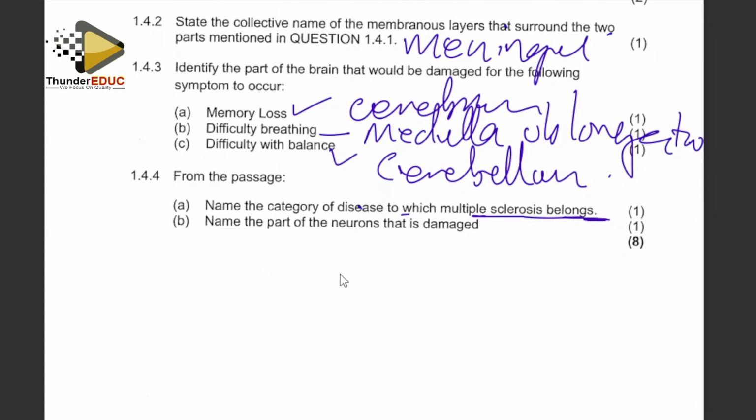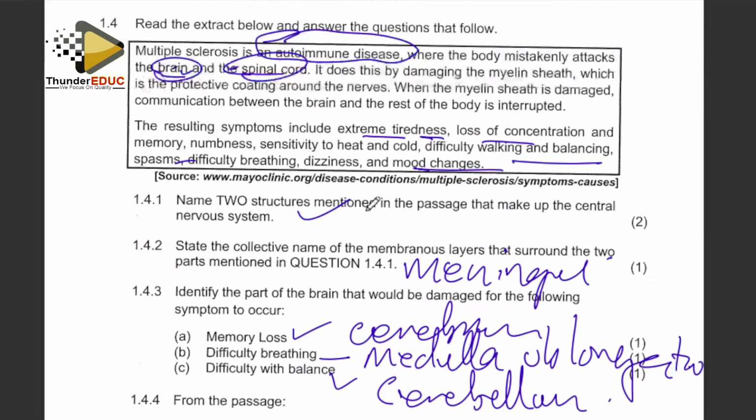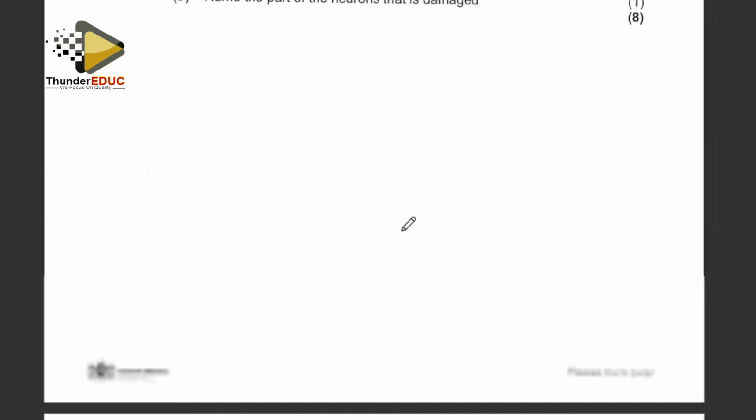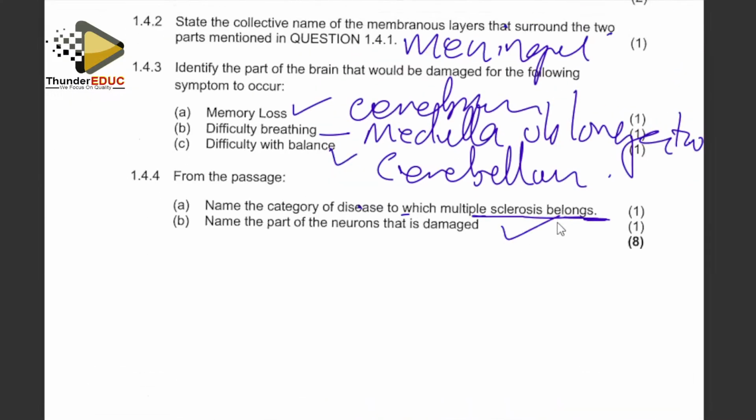Then they are saying, name the part of the neuron that is being damaged. Which part of the neuron is being damaged? It is the myelin sheath. I think they talked about it here: damaging the myelin sheath. So that one is also done.